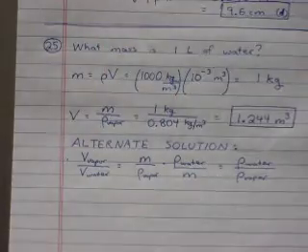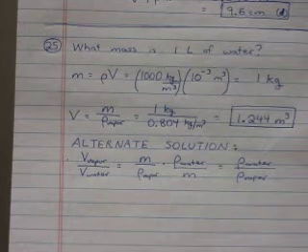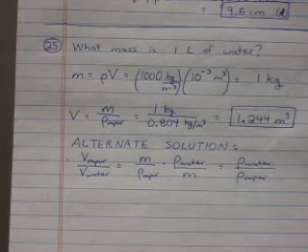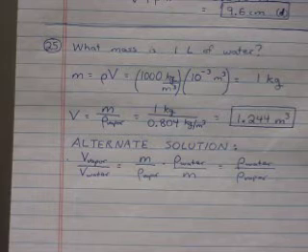Number 25. Boil away 1 liter of water. So you have 1 liter of water. We're going to find its mass and then figure out if you have that mass of vapor, what's its volume.